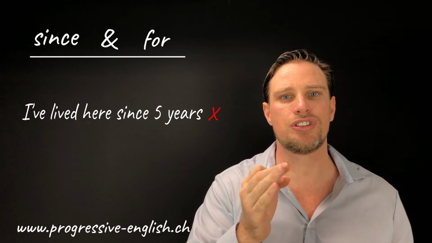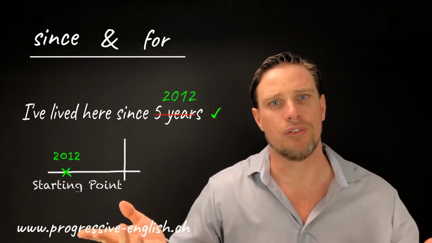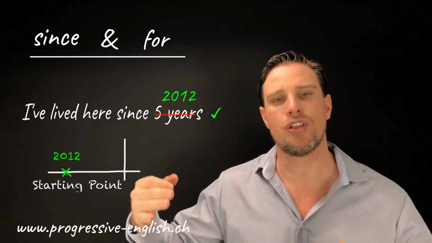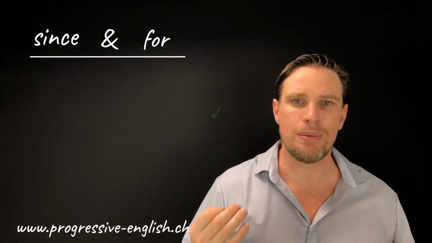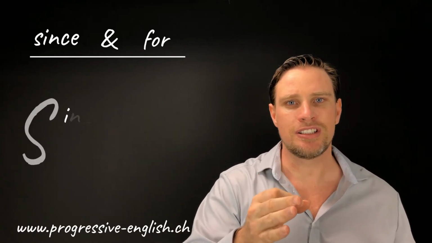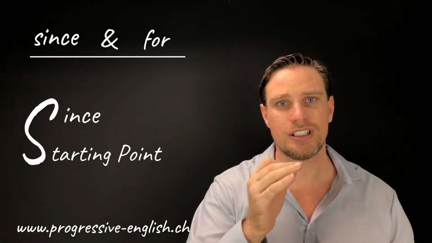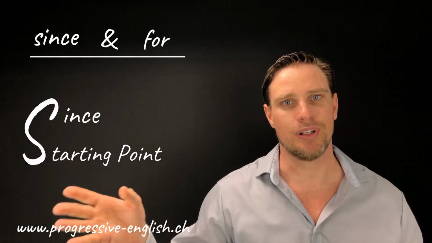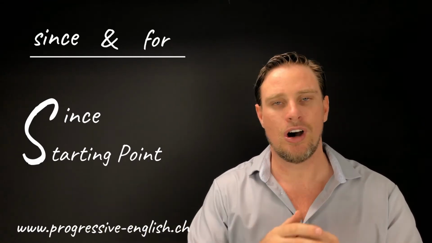If we wanted to use the word since, we have to say, I've lived here since 2012. Then we can use since because it has a starting point. Now the way to remember this is that since starts with S, and starting point starts with S. So if there is a starting point, we must use since. I've lived here since 2012. I've lived here for 5 years.